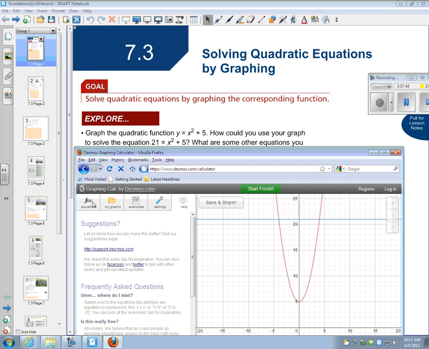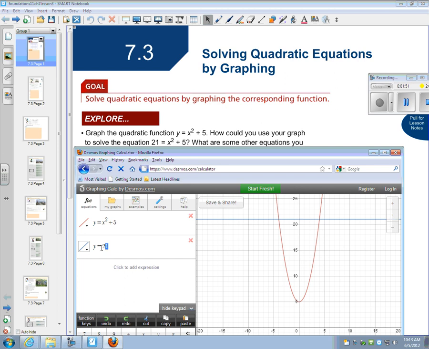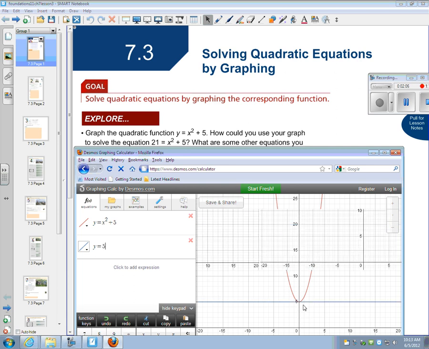Then it says, what other equations could I solve? Well, when does y equal 20? Okay, so that I could see the 2 points where y equals 20. It looks like it happens twice. Or when y equals 5. Well, that looks like there's only one intersection. Okay, so that's how we can graph.